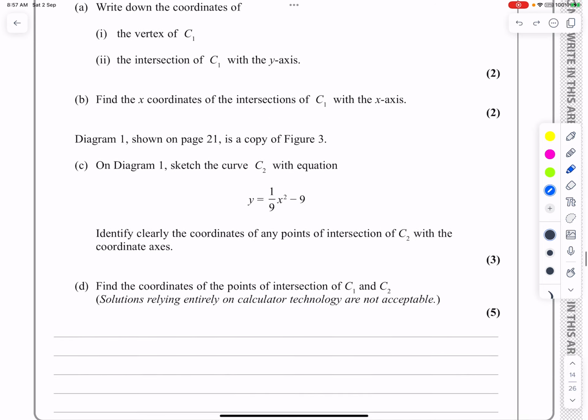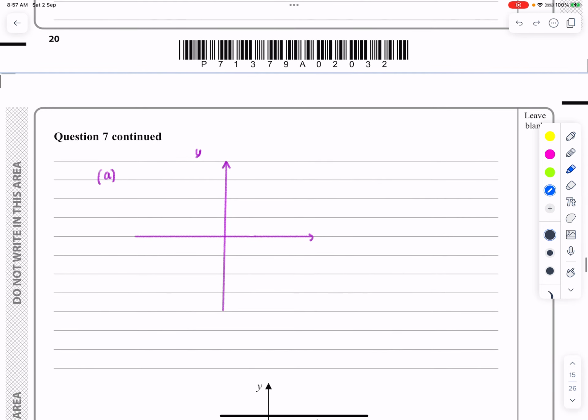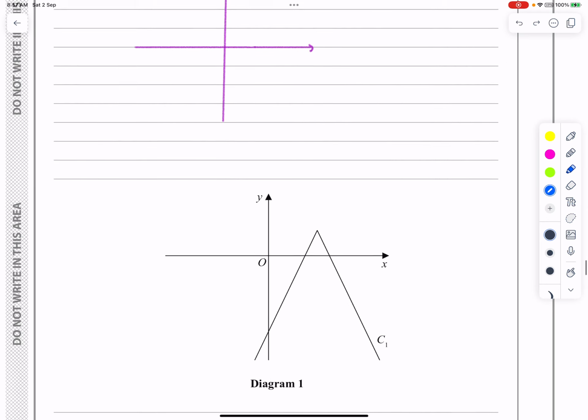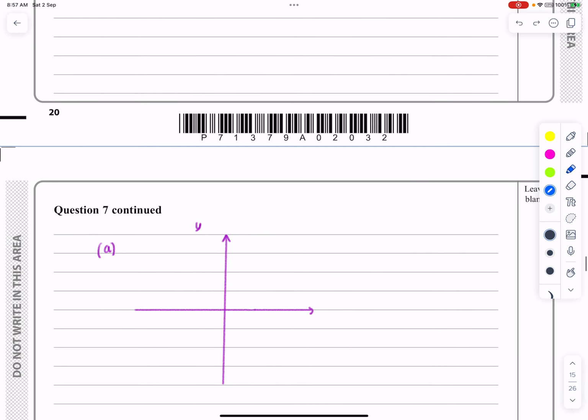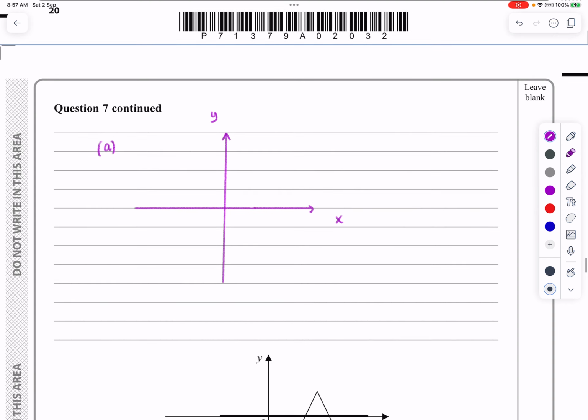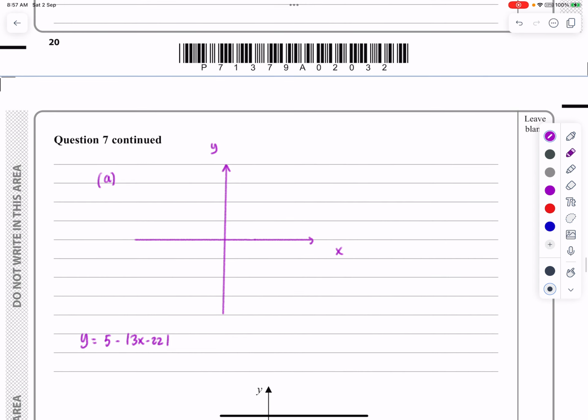So what I've already done is to draw out a set of axes. Notice they give me some bits and pieces to draw, and that's for later on in the question. But just to get started, I'm quickly sketching out a set of axes. I'm trying to draw the graph of y equals 5 minus modulus of 3x minus 22, and I'm going to build that up. So the first thing I'm going to do is draw the graph of y equals 3x minus 22.